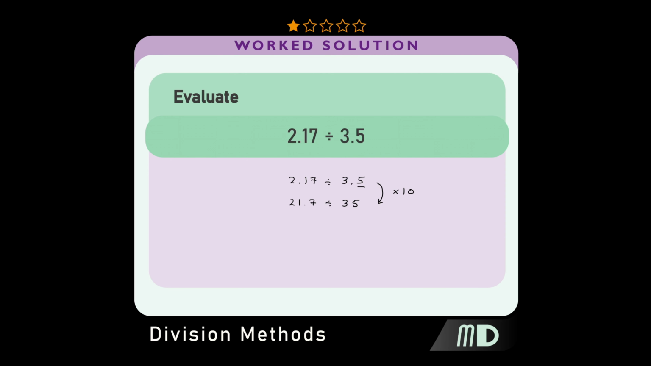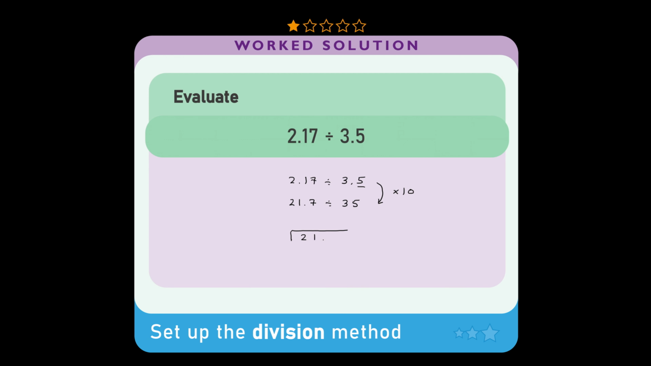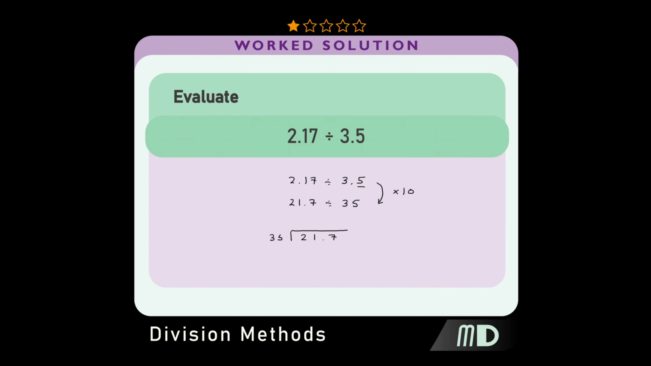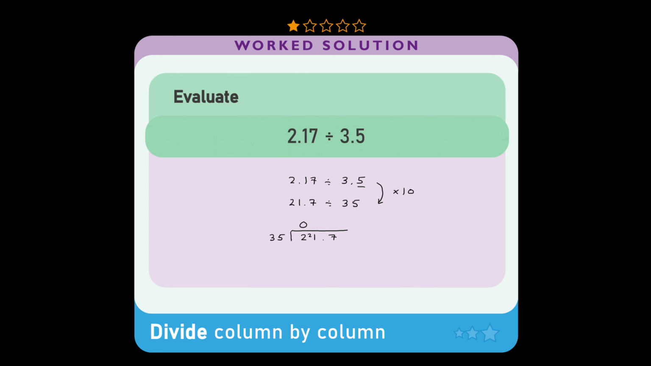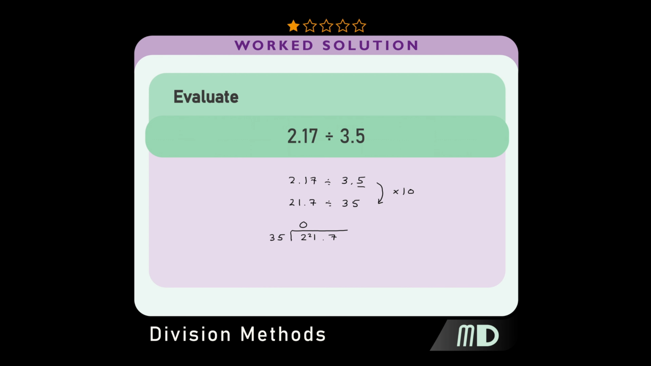We can divide 21.7 by 35 using a traditional division method. 21.7 is the number inside the division bracket, and 35 is the number outside. 35 does not divide into 2, so we need to put a 0 above the 2 digit and carry 2 to the next column, giving us 21. 35 doesn't divide into 21 either, so we need to put another 0 above the 1 digit and carry 21 to the next column, giving us 217.